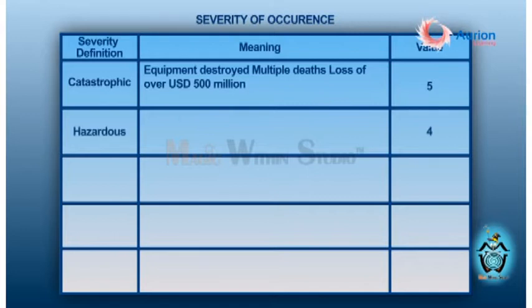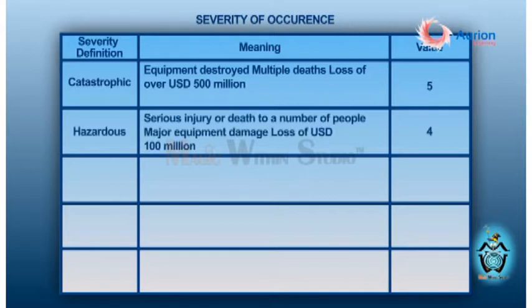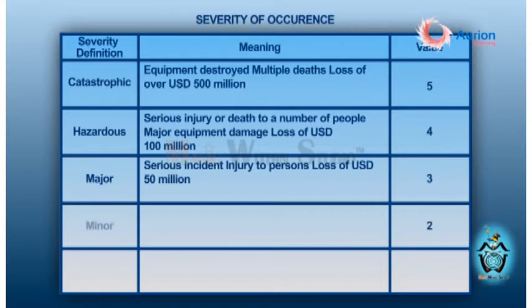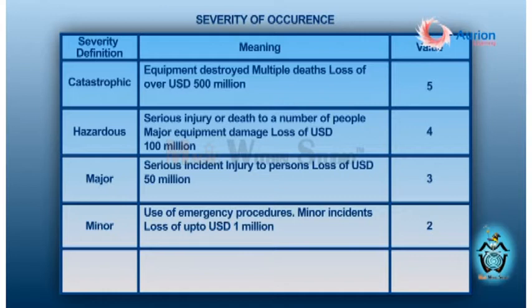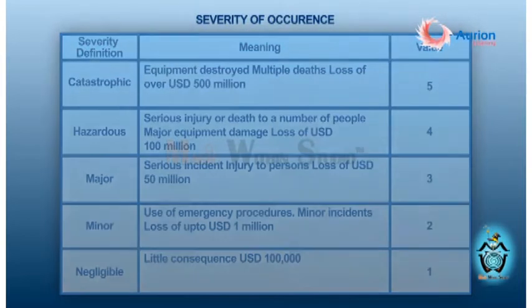4 is hazardous, where there is damage to the extent of $100 million, deaths and equipment damage. 3 is major, where there is serious injury to people, damage to equipment, and losses to the tune of $50 million. 2 is minor, where the use of emergency procedures curtail the damage to $1 million. And finally, 1, which is negligible, where there were no major consequences and damage was about $100,000.